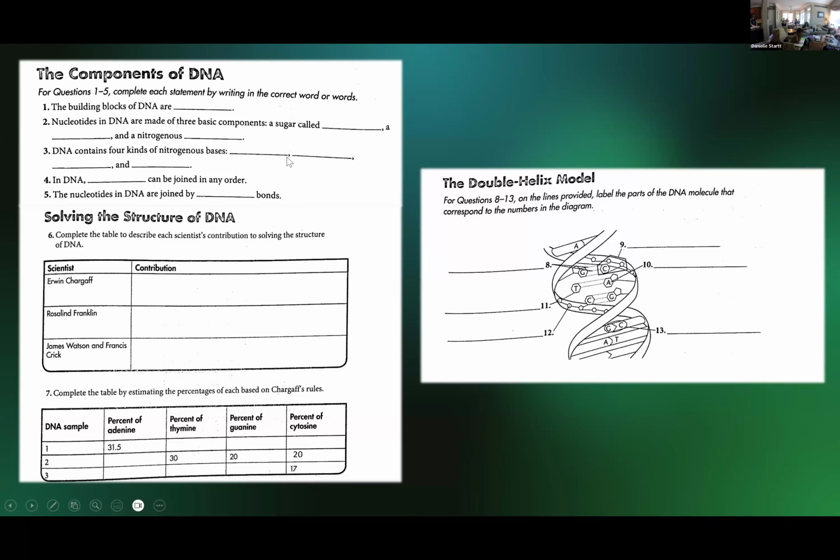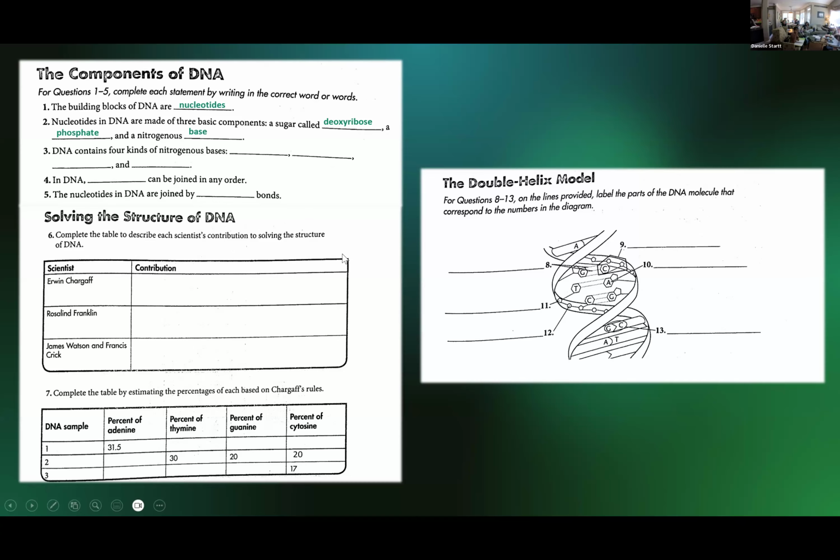So the building blocks of DNA are, yes, nucleotides. You got it. Nucleotides in DNA are made of three basic components: a sugar called what? What's the sugar called? Jordan. Deoxyribose, and a nitrogenous what? Eunice. Bases. Yep. A phosphate and nitrogenous bases. Okay.